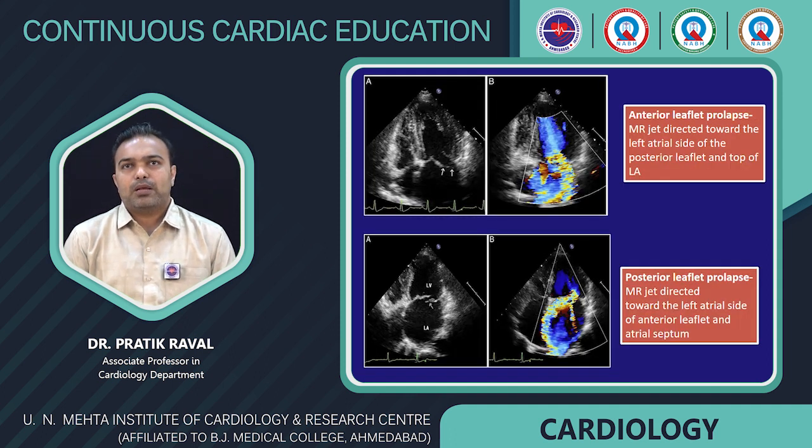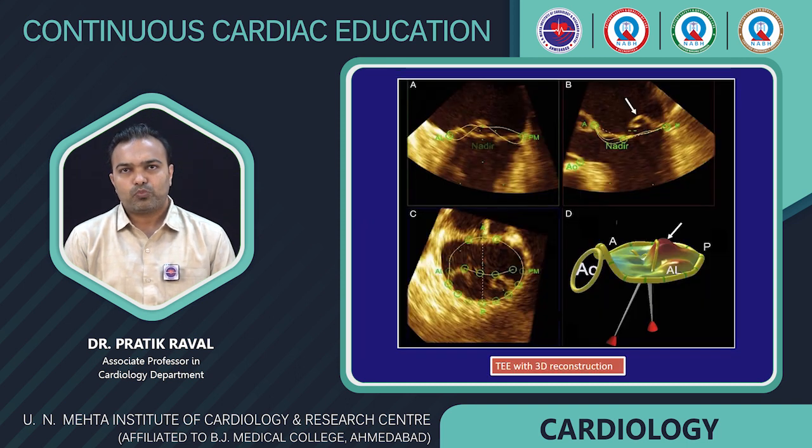When there is a prolapse of anterior mitral leaflet, the MR jet is usually directed posteriorly, and when the PMVL is prolapsed, the jet is directed anteriorly towards the aorta. With 3D reconstruction, we can actually determine which scallops are prolapsing exactly, and this has important surgical implication during mitral valve repair.